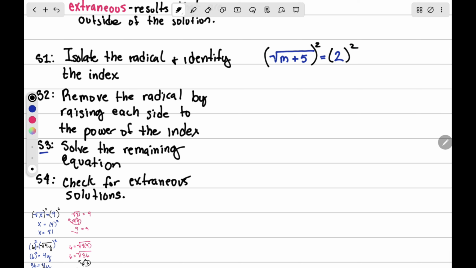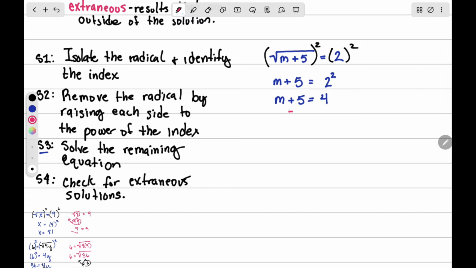The 2 and the index here cancel out, and you're left with m plus 5 equals 2 to the second power. All right, we're not done because we've got to take out the exponent, which is m plus 5 is equal to 4. Now step 3: solve the remaining equation. How do you get m by itself?